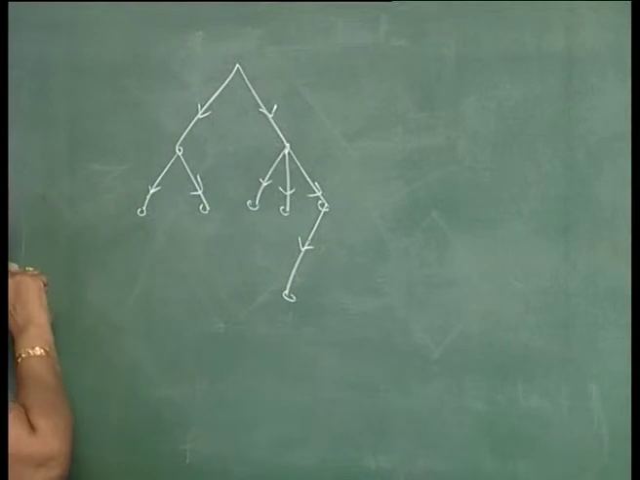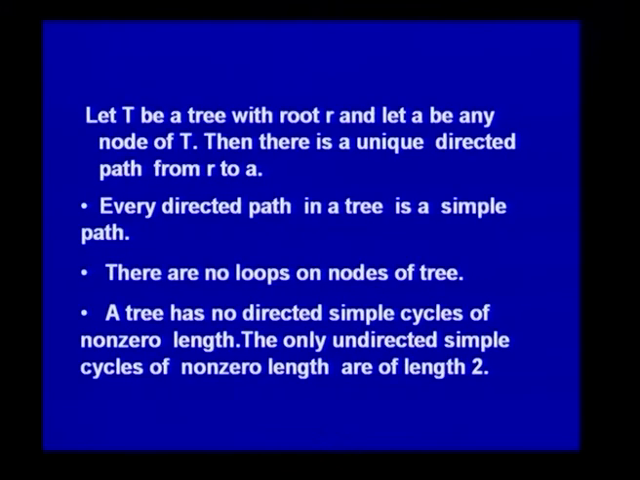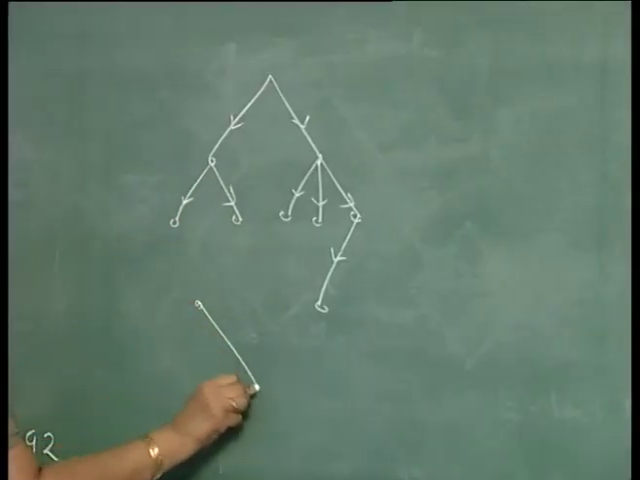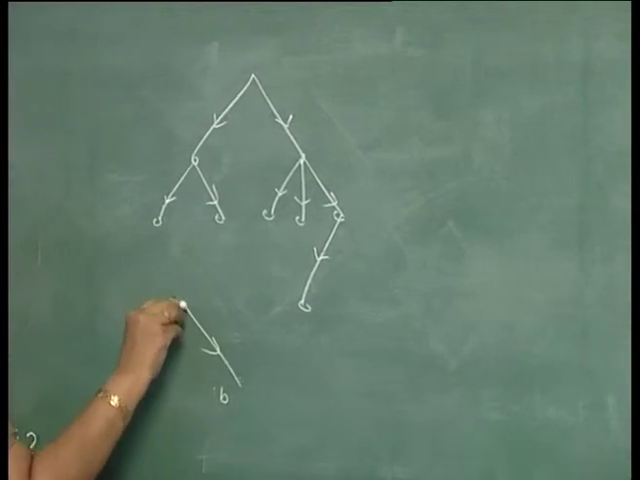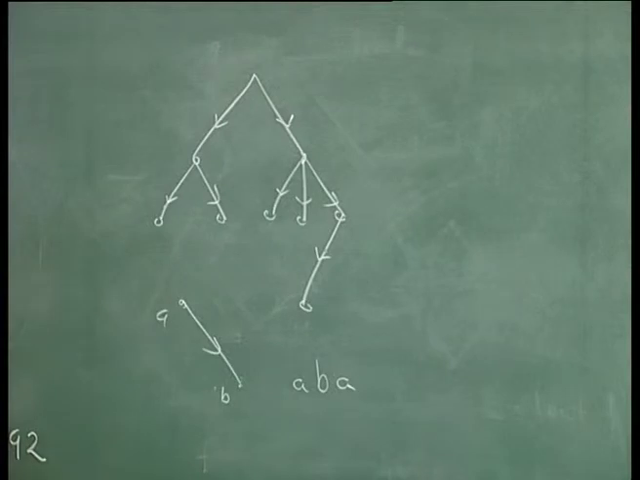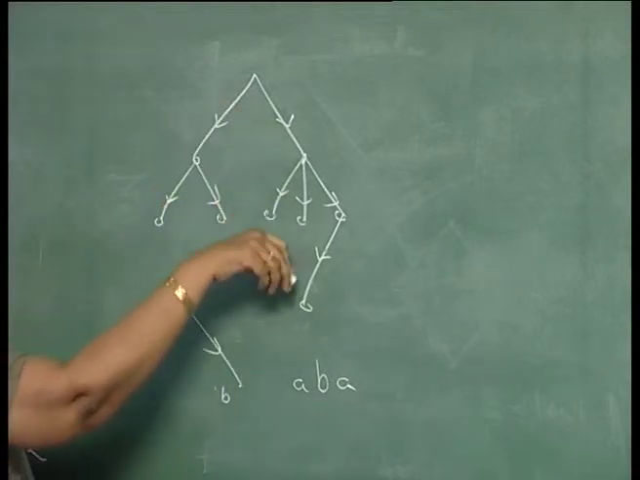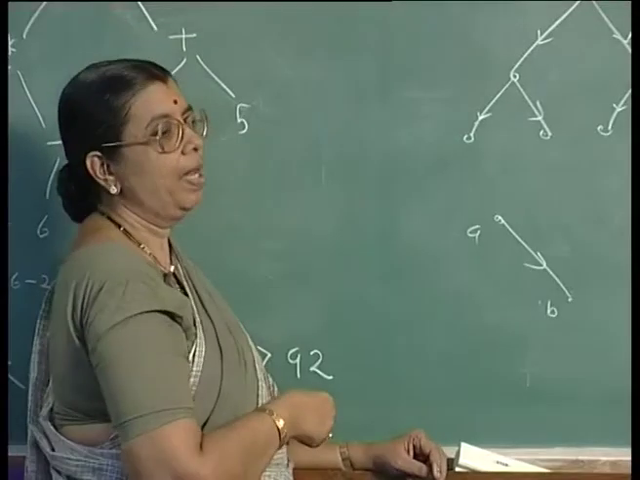and the other thing is the only undirected simple cycles of non-zero length are of length 2. That is, between these two, suppose you have some arc like this AB, you can look at it as an undirected cycle ABA. That is what is said by this. This is not a major point. The point is there are no cycles here, there are no self loops, and every path is a simple path.